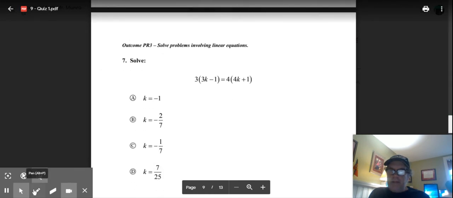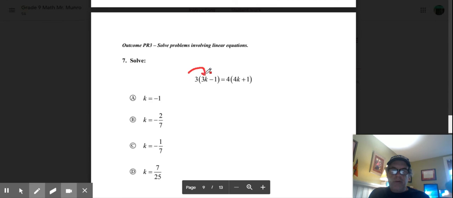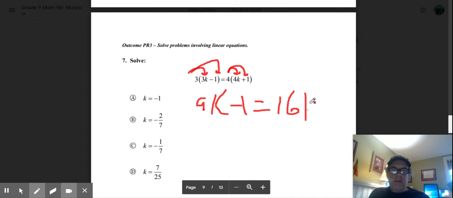I think the main issue you might have here is remembering your distributive property. Multiply those, multiply those. Okay. 9k minus 1 equals 16k plus 4. And now you've just got to move the 9k over, 7k. Eventually you're going to move the plus 4. I think people might know that.